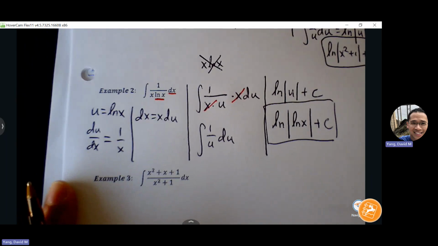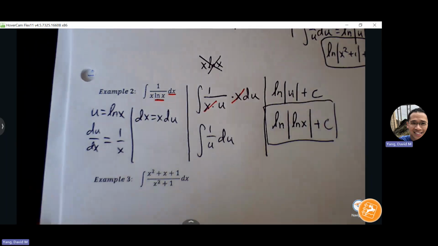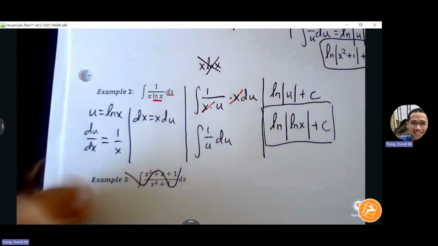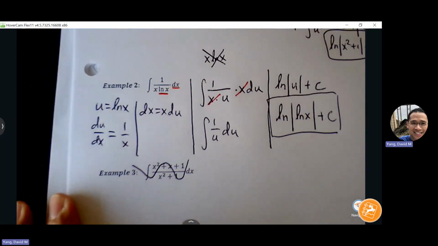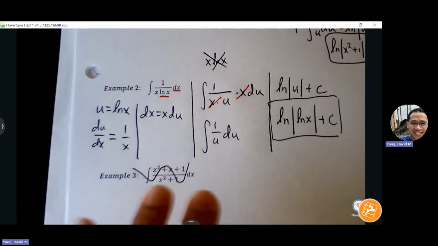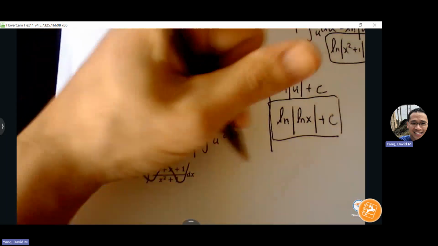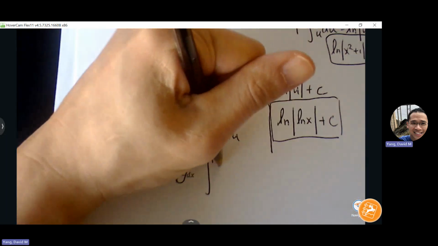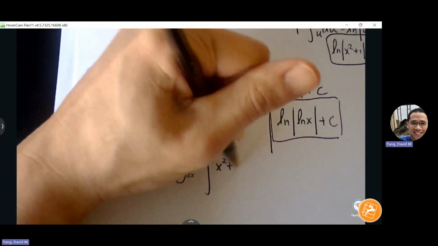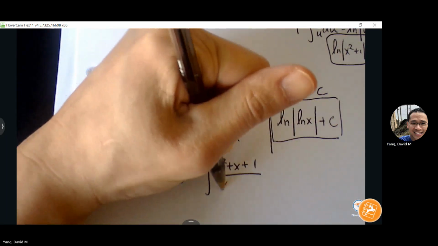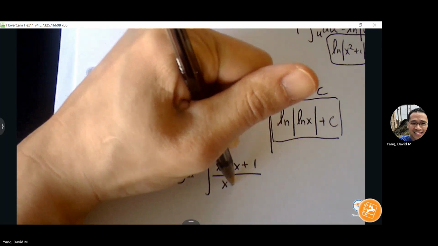Example 3, I'm going to change this a little bit here. This requires long division, and I'm not going to do long division. I'm going to do something called synthetic division. It's an easier process for something that we can use. So let's do this. X squared plus x plus 1 over x plus 1.